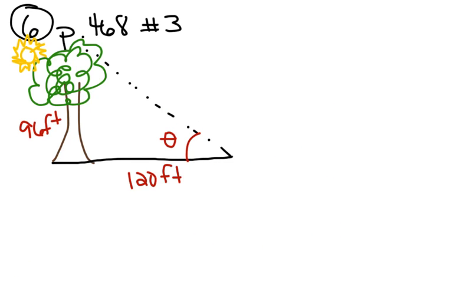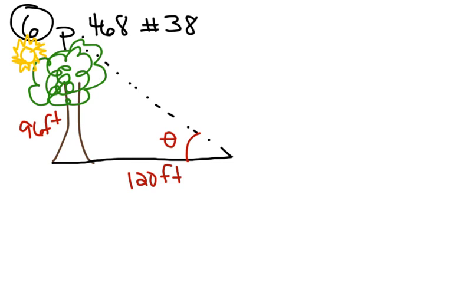Problem 6 is on page 468, number 38. It says a 96-foot tree casts a shadow that is 120 feet long. What is the angle of elevation of the sun? So I drew the picture. The tree is 96 feet tall. The shadow is 120 feet. The sun would be behind the tree, which is why it's casting a shadow. And the angle of elevation would be where theta is. Remember, the angle of elevation is from the ground on up.